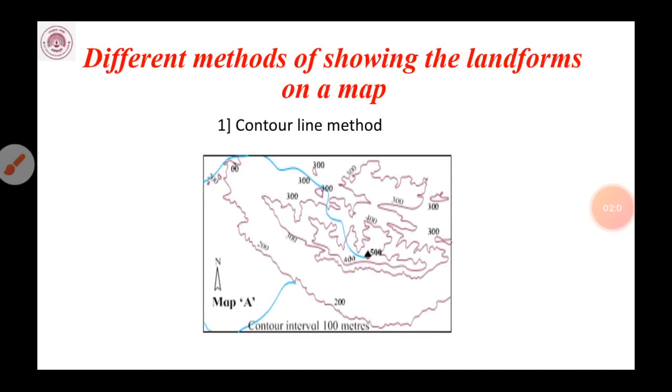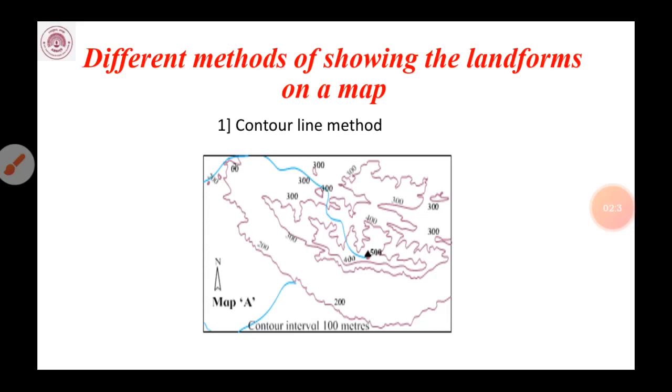Now we will learn about different methods of showing the landforms on a map. Taking into account the differences in their height, shapes, etc., various landforms can be shown on a map. There are different methods of showing these landforms on a map. Look at this first method shown in this slide. This is map A. This method is called the contour line method. It is used to show unevenness of landforms on a map.